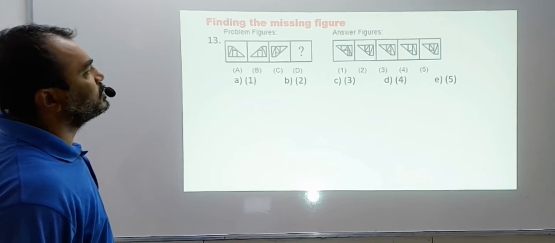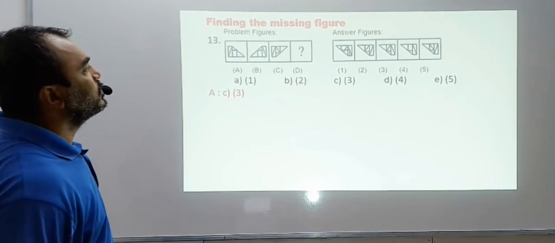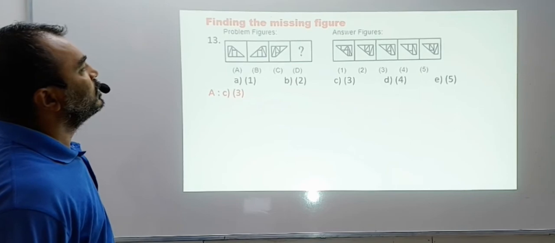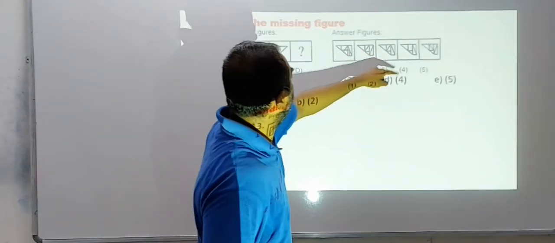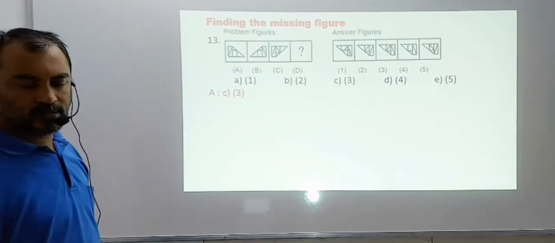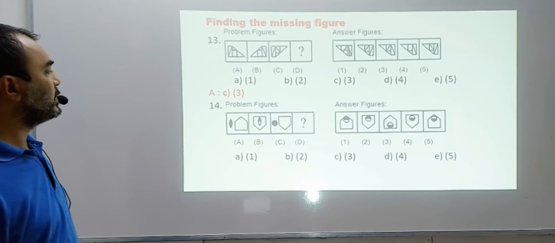So have you got the answer? Should we compare the answer? The answer is C3. Like I told you, these two diagonals are meeting, so the two diagonals should meet. Right? So the answer is C. So all the patterns have to be checked thoroughly. The next one now.